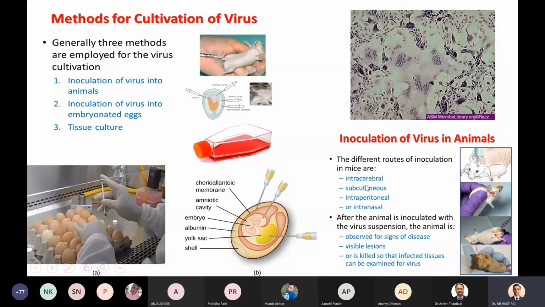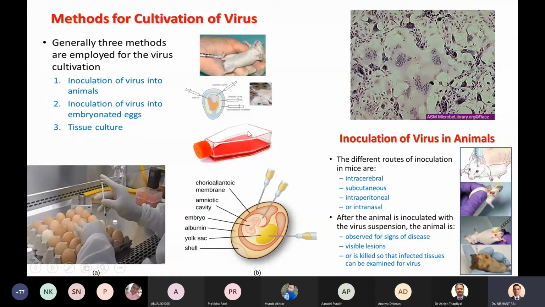For example, if you want to study the effect of a neurotropic virus, you will inject through the intracerebral route. So there are different routes of virus inoculation. And obviously the health of the animal, the strain of the animal, and the genetic makeup of the animal, different aspects are first considered before inoculating any virus. And we'll identify the different changes in the animals.